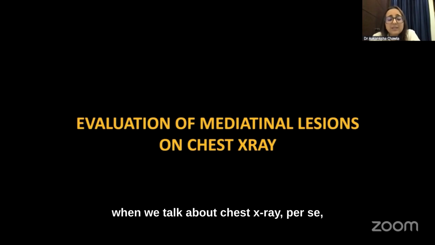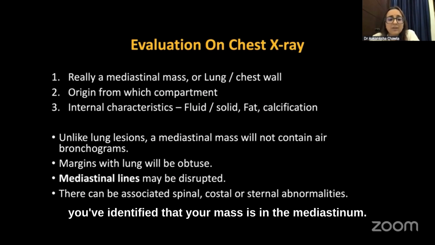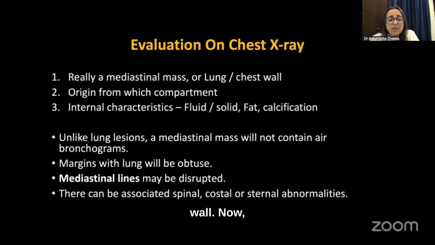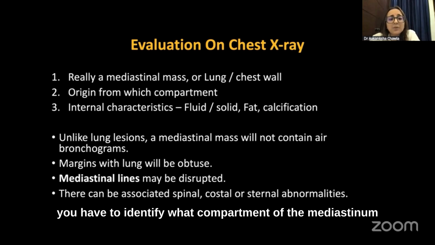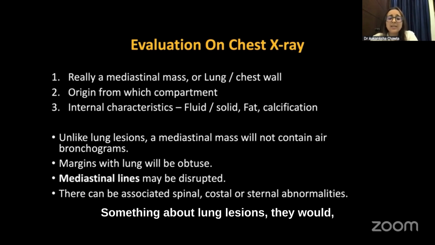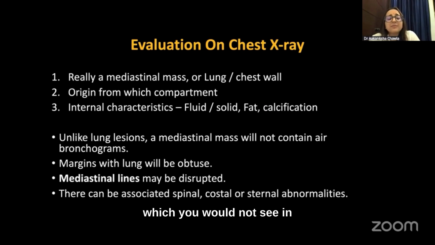Then, when we talk about chest X-ray for evaluation of mediastinal masses, you've identified that your mass is in the mediastinum. You have ruled out that it is in the lung or the chest wall. Now you have to identify what compartment of the mediastinum it belongs to. What are its internal characteristics? Does it have a fluid component, a solid component, fat, or calcification? In lung lesions, you would often see the presence of air bronchograms, which you would not see in mediastinal lesions.